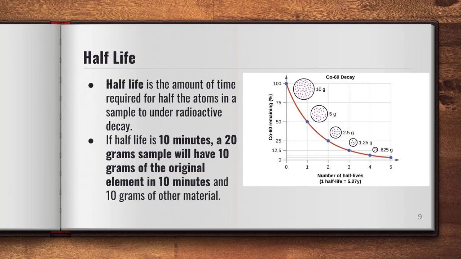Now, one other thing to consider is the amount of time a half-life takes. If we look at the example here, for cobalt-60, the half-life is 5.27 years. That half-life is going to differ based on the chemical element that is undergoing radioactive decay. We can do some practice problems with these. Let's take a look at some.